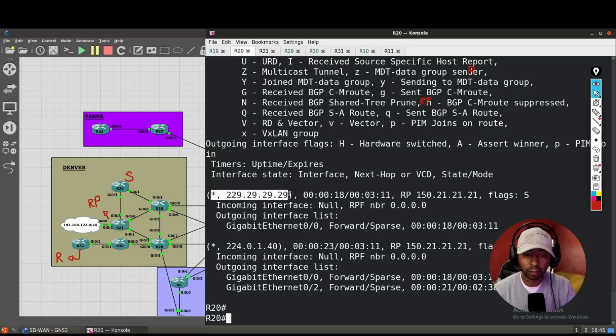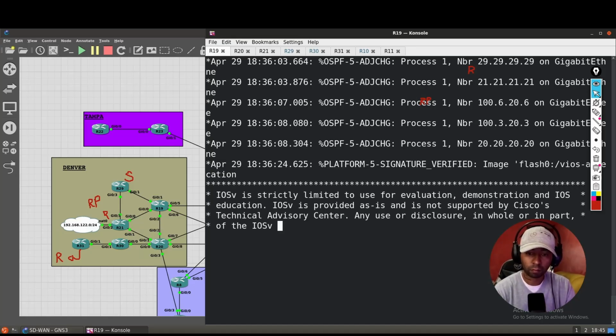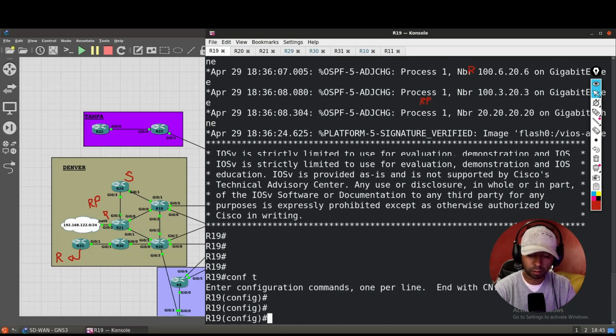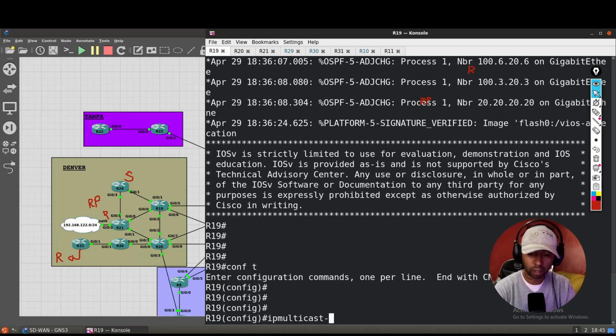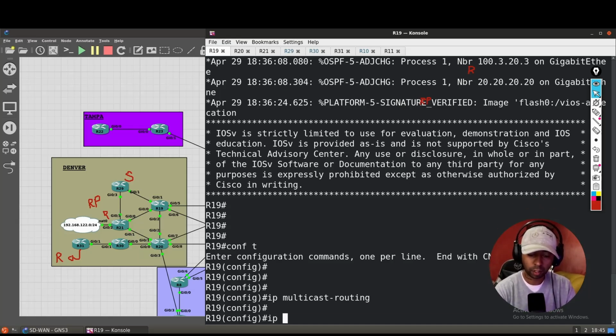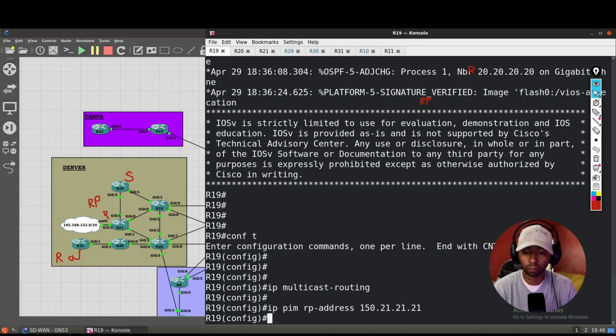So the next thing that we are going to work here, we configured the router 21, 20, 30, and 31. Let's go to the 19. Config terminal, IP multicast routing, IP pim rp-address, what will be the address of the rendezvous point? 150.21.21.21. Really good.